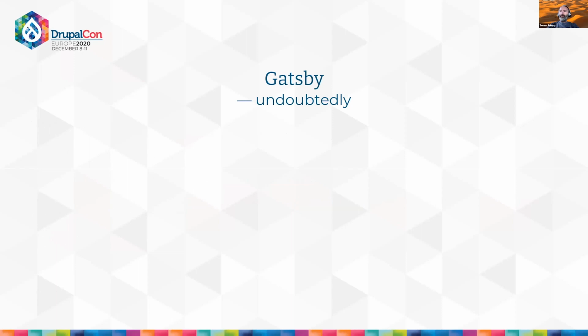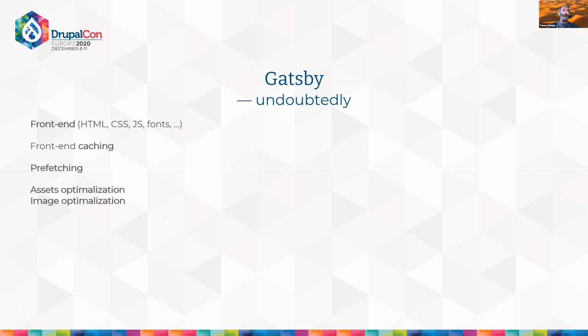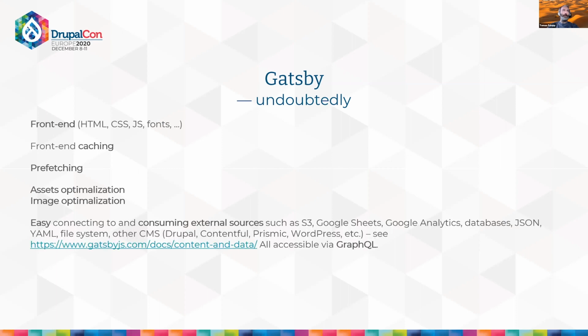What do we expect on the side of Gatsby? Clearly, the front end: generating HTML, CSS, JS, fonts, and so on. The front-end caching, which is built in because it just sits on a CDN. Prefetching is there. Asset optimization for speed. Same for image optimization. So Drupal doesn't have to care for any of these.